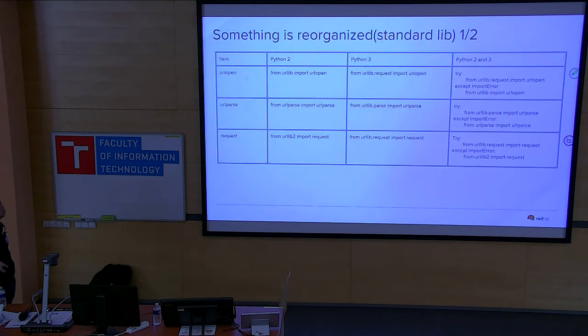Something is reorganized. What does that mean? That there are a lot of Python 3 changes that reorganized some standard libraries, moving some classes into other modules. For example, urllib, urllib2, and urlparse are heavily reorganized, with individual classes and functions distributed to sub-modules. For example, previously we could import urlopen from here, but on Python 3 you need to import it from this module.